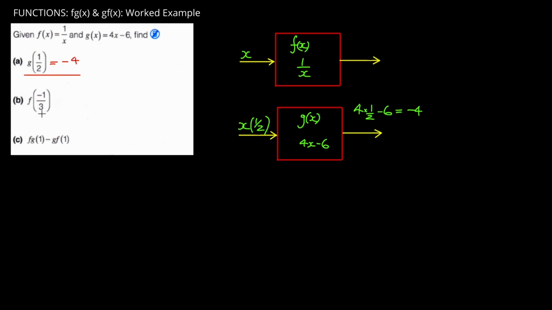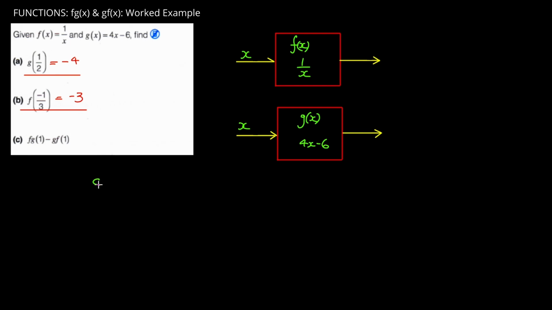In part B, f is suggested as negative a third. So our input here is negative a third. So wherever we see x in our function's rule, we must write negative a third. So this is 1 over negative 1 over 3. So we've got a fraction in the denominator, so we can turn the division here into a multiplication provided we turn the fraction upside down. So this is equal to 1 multiplied by negative 3. And our answer is negative 3. And that's the second of your answers.